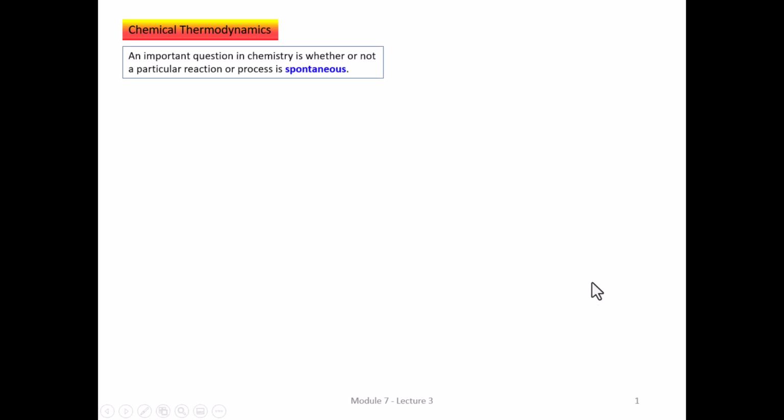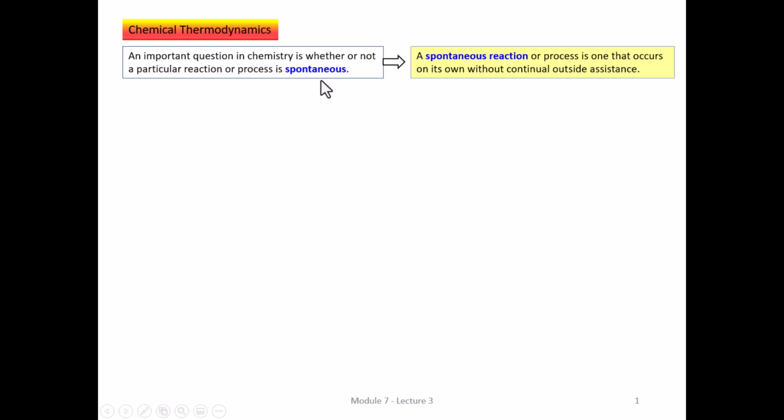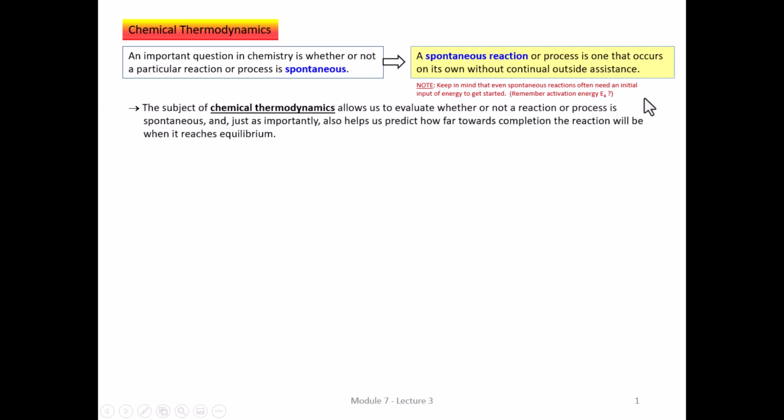An important question in chemistry is whether or not a particular reaction or process is spontaneous. Now, a spontaneous reaction or process is one that occurs on its own without continual outside assistance. You might want to note here that even spontaneous reactions often need an initial input of energy to get started. Recall the term activation energy from a previous module.